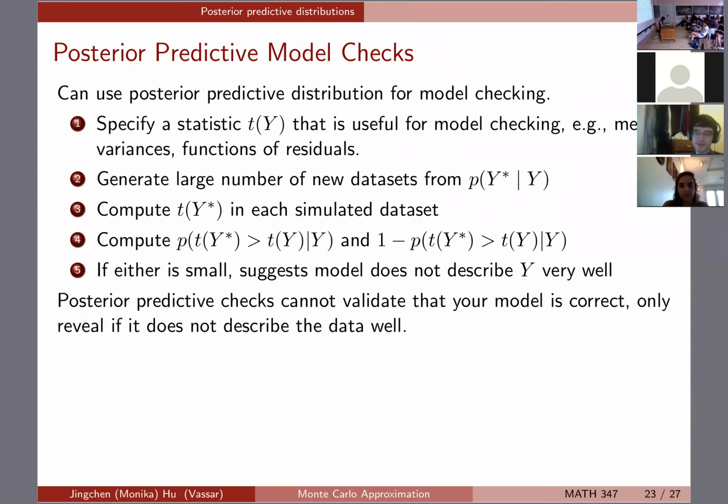Okay, so the last topic here is posterior predictive model checks, or PPC for short. So here we're doing posterior predictive, but now we're not only interested in what the prediction will look like. We're interested in the predictions that I can get, and how they help us evaluate how good the model is. Okay.